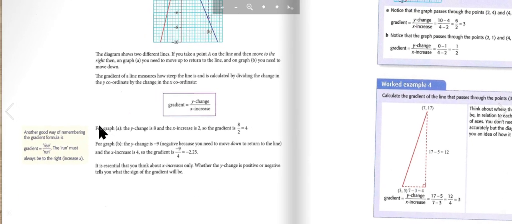For graph A, the y changes 8 and the x increases 2, so the gradient is 8 halves, which is 4. For graph B, the y changes negative 9, negative because you need to move down to return to the line, and the x increase is 4. So the gradient is negative 9 fourths, which is negative 2.25.